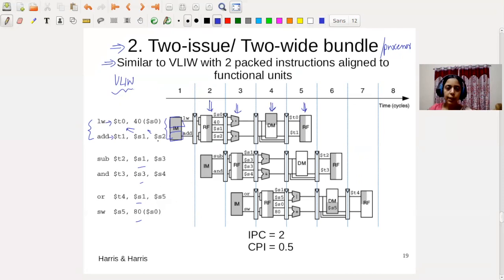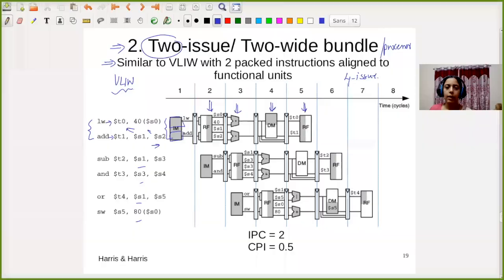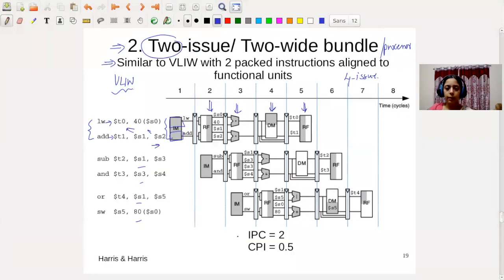You cannot do more than two here, because this is a two issue processor. If you have, for example, a four issue processor, you can fetch, decode, and execute four of them at the same time. So now the IPC, or the number of instructions per clock cycle, is 2. That's because you're fetching two at the same time. The CPI is 1 over IPC, which is actually less than 1. So the number of clock cycles per instruction reduces in a multiple issue processor.